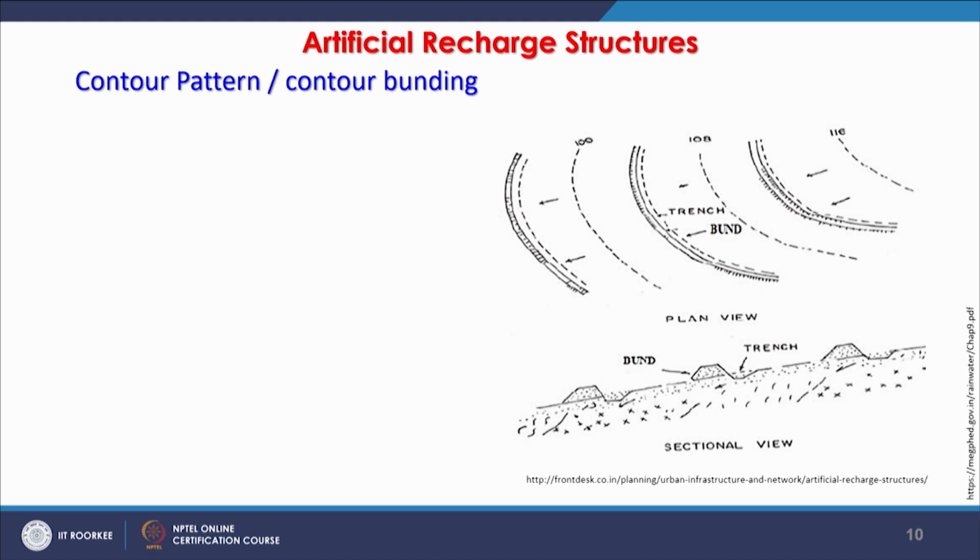Fourth type is contour pattern or contour bunding. Contour bunding is very common in Himalayan terrain, very common, because generally slopes are high. So, this works very well.